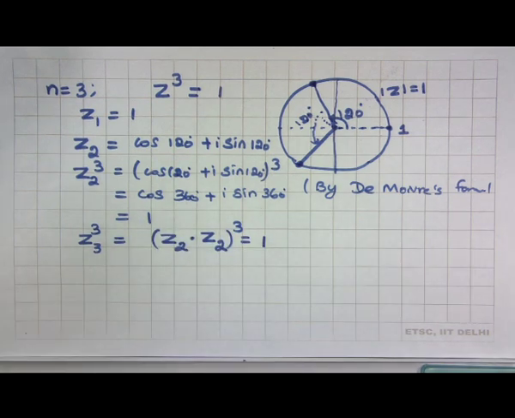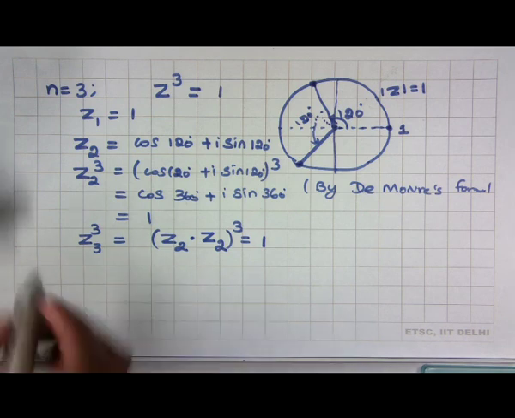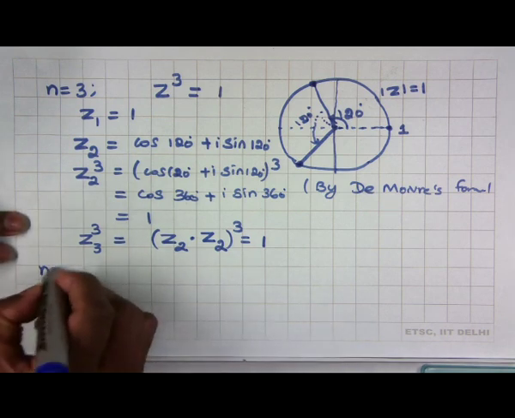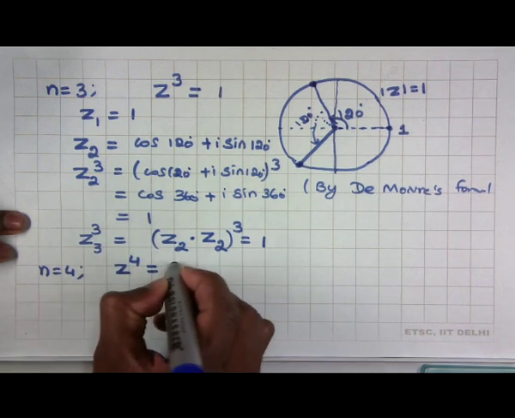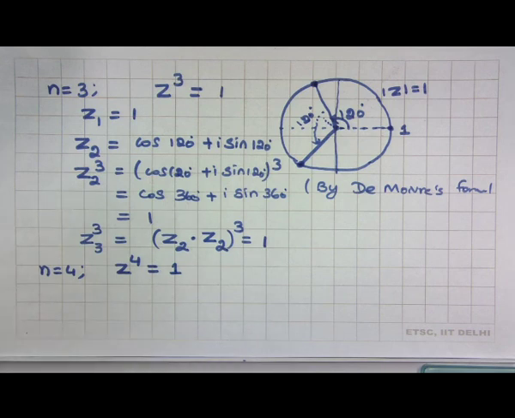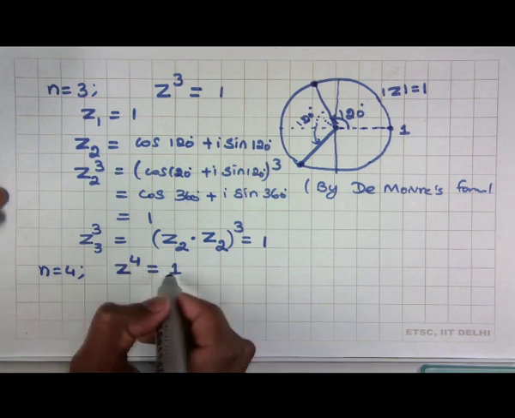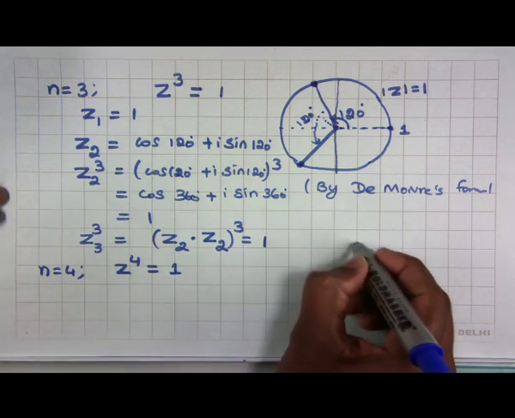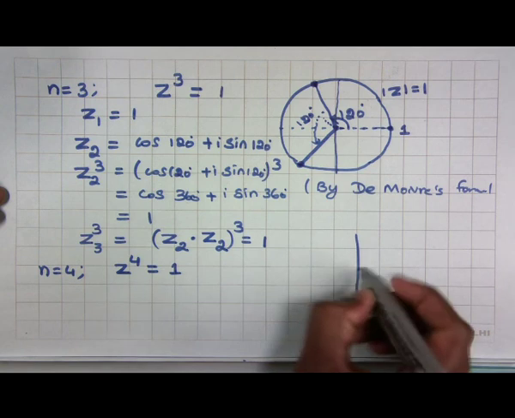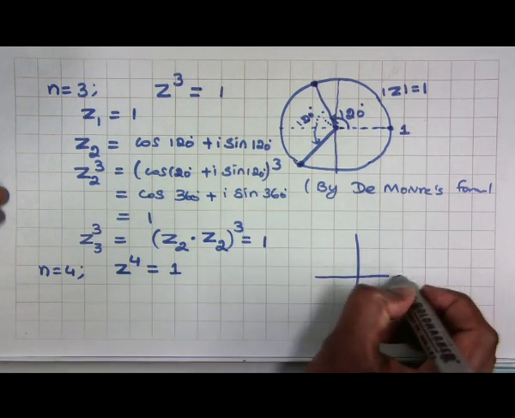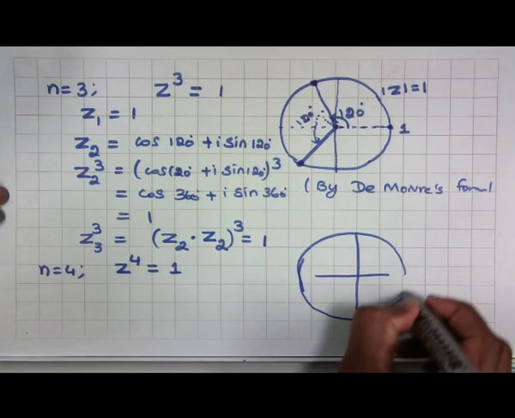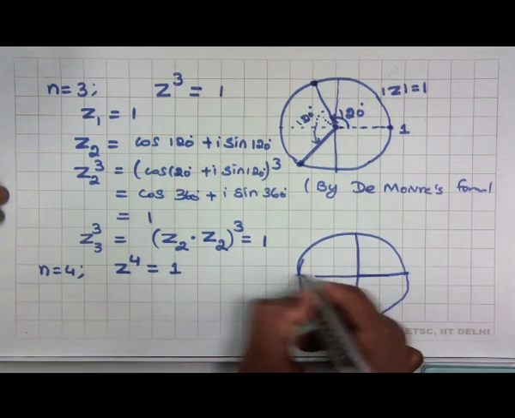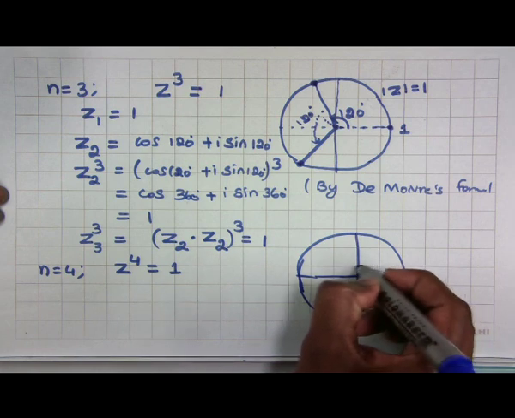So, now let us continue the same observation for n equal to 4, Z to the power 4 equal to 1. We are asking now what are all the complex numbers whose fourth power is 1. Again, the idea is that we are going to apply the same observation, that is, we are going to divide the angle by 4, which we get as pi by 2.